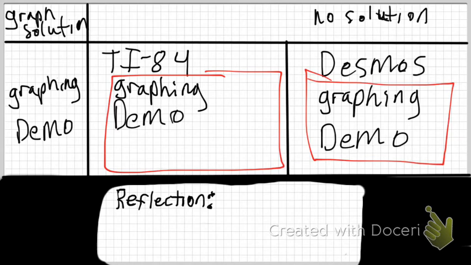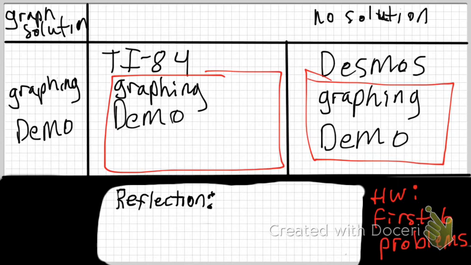Alright, so now that you've reminded yourself how to graph our expressions using a TI-84 calculator or a Desmos graphing calculator, we're ready to do two things. First off, make sure that you have our homework assignment for tonight. You're going to want to do the first 6 problems. And then, as a reflection, I want you to think about something real quick.